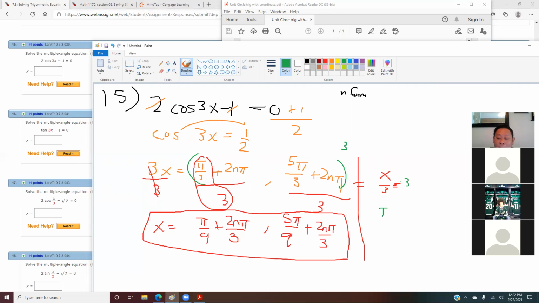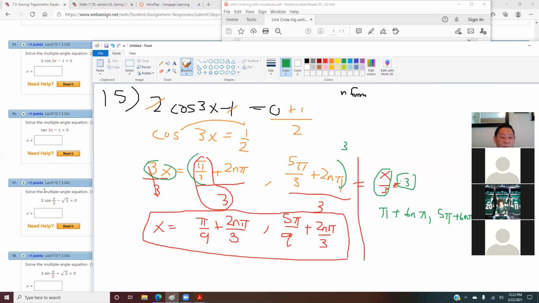So your answer will become pi plus, because the 3 will cancel with the 3. But don't forget the 2n pi has to be multiplied by 3, so it becomes 6n pi. And then the 3 and 3 will cancel out. In here, you will get 5 pi plus 6n pi. This is something I will point out to you guys again. If you see 3x, you divide everything by 3. If you see over 3, then you multiply everything by 3. You guys got what I'm trying to point out?